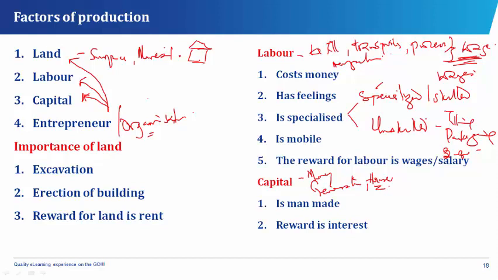So what are the features of an entrepreneur? As I said before, he brings the capital. Number two, he employs labor. He determines what is to be produced and also determines the direction and control of production. So these are the various factors of production, and this brings us to the end of the chapter.